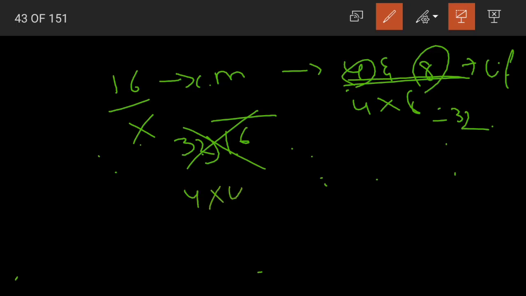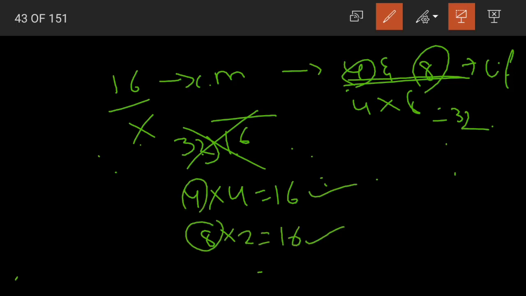But we have 4 4s are 16 and also 8 2s are 16. 16 is a multiple of both 4 and 8. Now why did this product not work here? Because they have common factors.